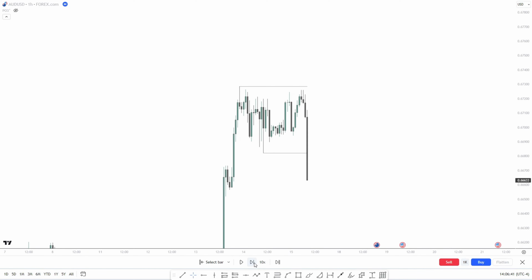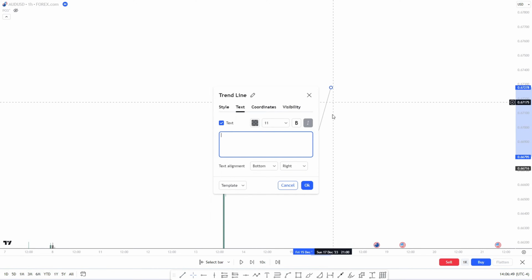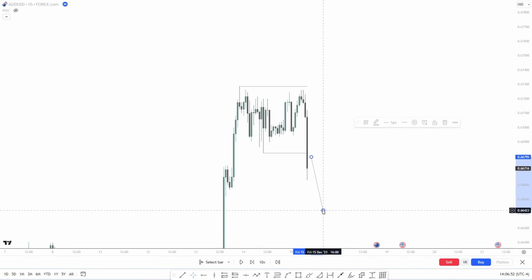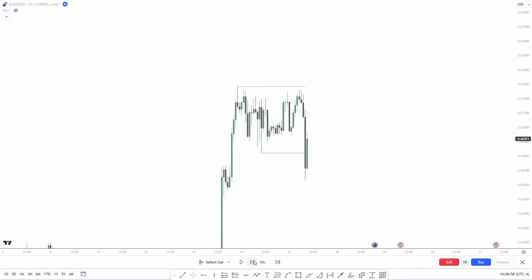If I move this, we got a run on a low, right? Now, how do we know if price is going to go to the upside from here or if it is just going to continue down from here? We actually wait for a close back into the range. If I move forward here, you can see price closed back into the range.